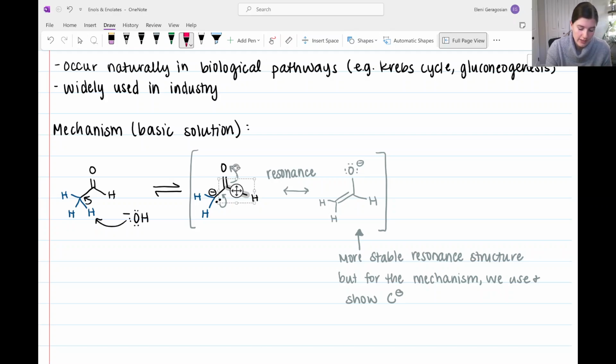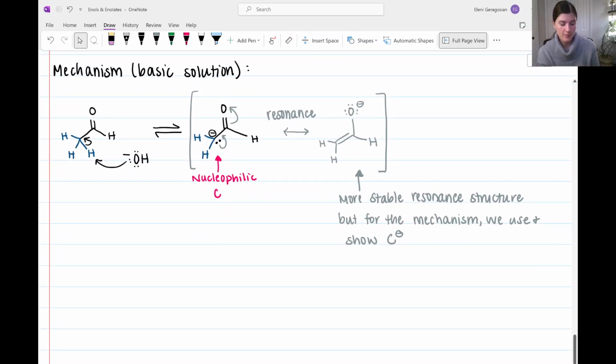Now, looking back to that structure where we have a negative charge on the carbon, this carbon has electron density. It has a pair of electrons that it could share. So that makes this carbon a nucleophilic carbon. So the C minus, carbon with the negative charge, is now nucleophilic. With the base, we generate the nucleophilic carbon for some of the aldehyde starting materials.